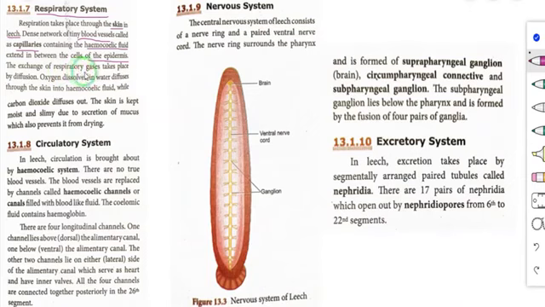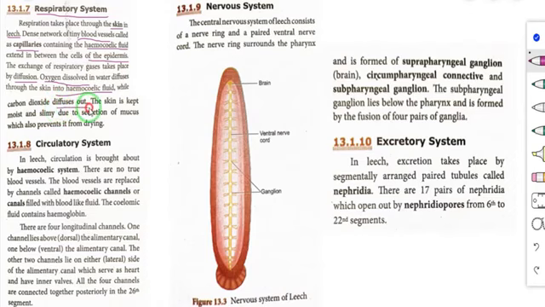The exchange of respiratory gases takes place by diffusion. So how does the exchange of gases take place? Through the diffusion method. The oxygen is dissolved in water, as leeches are present mostly in water. So that oxygen diffuses through the skin into the hemolytic fluid, while carbon dioxide diffuses out.